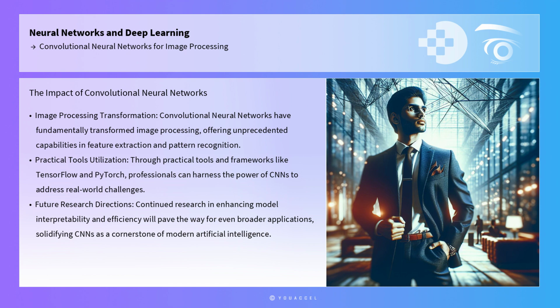In conclusion, convolutional neural networks have fundamentally transformed image processing, offering unprecedented capabilities in feature extraction and pattern recognition. Through practical tools and frameworks like TensorFlow and PyTorch, professionals can harness the power of CNNs to address real-world challenges, from medical diagnostics to autonomous driving. As the field evolves, continued research in enhancing model interpretability and efficiency will pave the way for even broader applications, solidifying CNNs as a cornerstone of modern artificial intelligence.